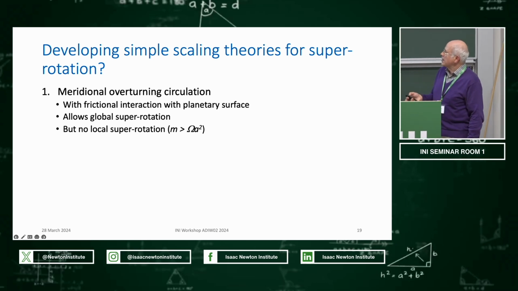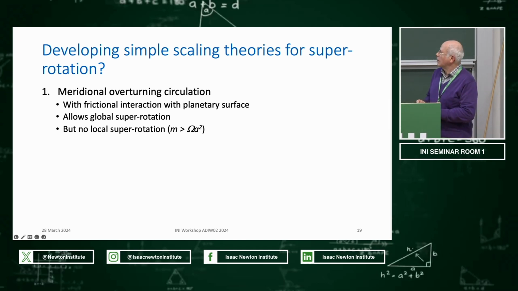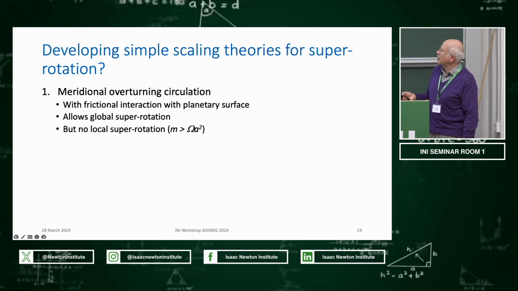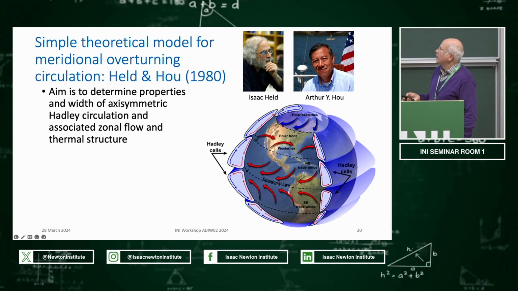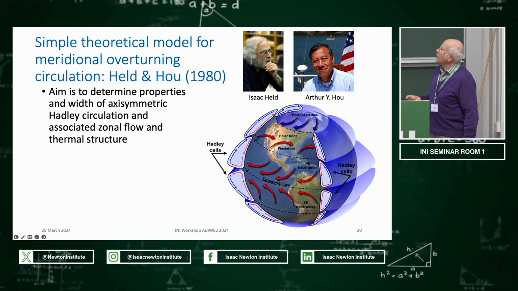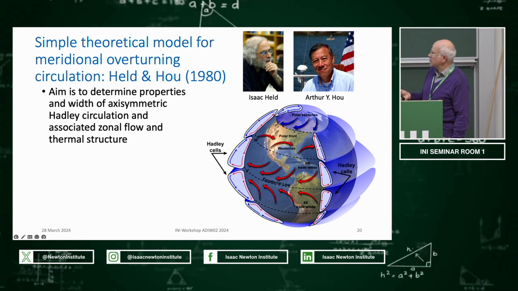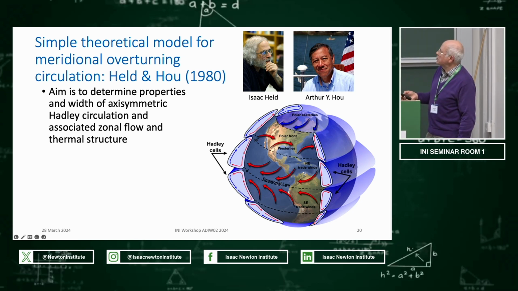So we're going to allow for that, and that will turn out to allow us to see some non-trivial global superrotation. But if we keep the internal transport to be purely conservative, then we're not going to see any local superrotation, just due to the meridional overturning circulation by itself. So the classical model that's become very commonly used in the atmospheric sciences world these days is a simple model derived by Isaac Held and Arthur Hou in 1980.